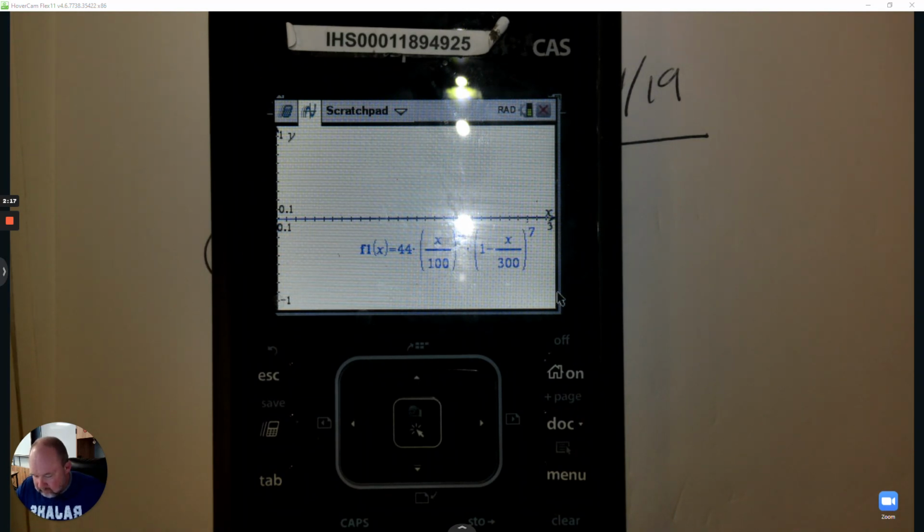Now the second equation, might as well just type it in. It's a constant 0.7 persons, so just the constant number 0.7. So there's the second one, the amount of people exiting the line. Okay, so F1 is entering, F2 is exiting, and that's in my calculator.